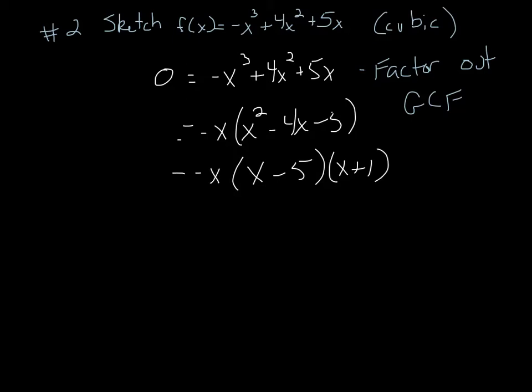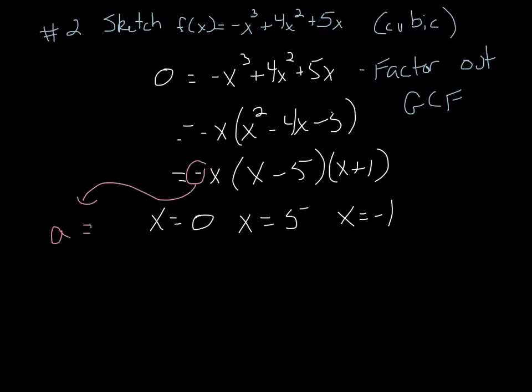What are your zeros? x could be 0. x could be 5. Or x could be negative 1. Those are your possible zeros. Another important piece of the puzzle, folks, is the value of a. a is negative 1, which is less than 0. And since this is a cubic function, it does one of these snakes. Starts up, changes its mind, and goes back down. That's how this function should look.